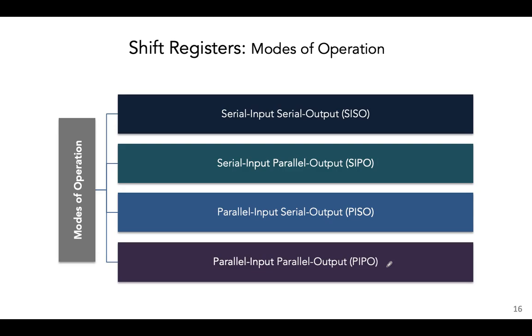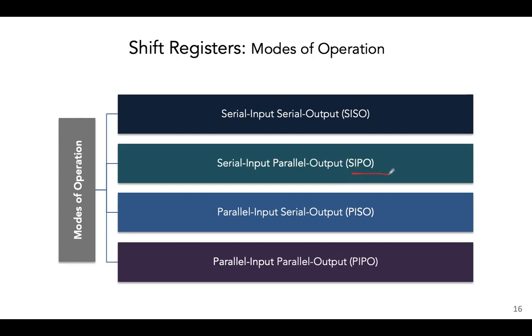Alright, let's move on now and talk about the various modes of operation of shift registers. Specifically, we have 4 main kinds of shift registers when you're talking about the categorization based on modes of operation, right? So we have SISO, serial input, serial output. From the name itself, you can kind of guess the data goes in serially, and the output of the register is also serial. So we have SISO shift registers.